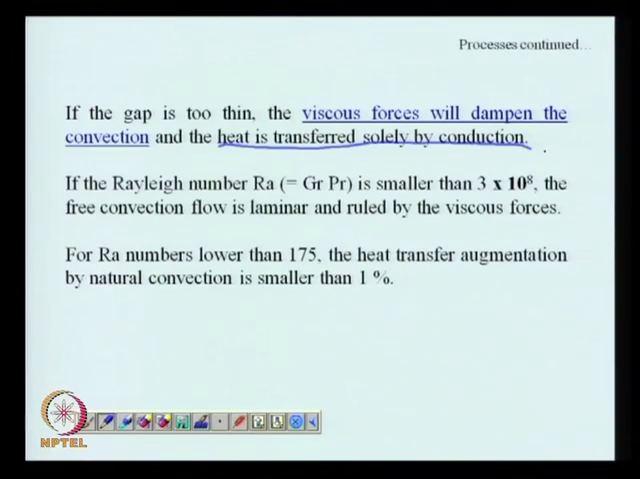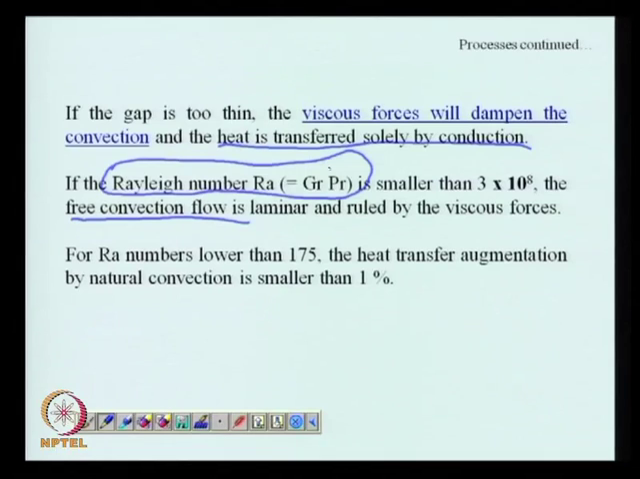Another number which tells us whether the free convection flow is laminar or turbulent is the Rayleigh number, which is the product of the Grashof and Prandtl numbers. Now, since the Grashof number is low, the Rayleigh number is going to be smaller than 3 into 10 to the power 8. So, it is obvious that in such a small device, due to the importance of viscous forces, the flow is going to be laminar.